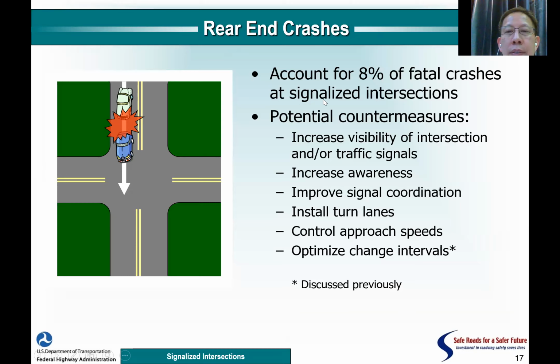Rear-end crashes. It says they account for 8% of fatal crashes at signalized intersections. The potential countermeasures include increased visibility of the intersection, increased awareness, improved signal coordination, installing turn lanes, controlling approach speed, and optimizing intervals. Okay.